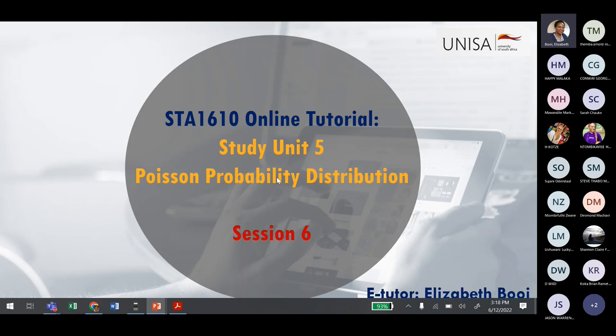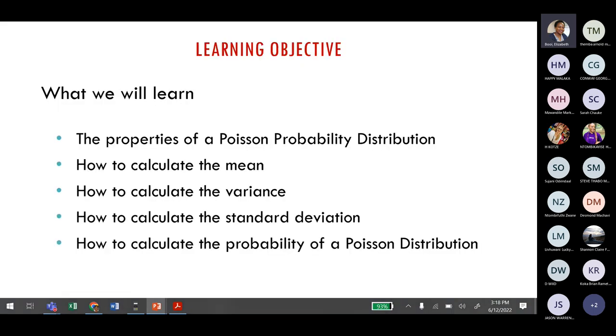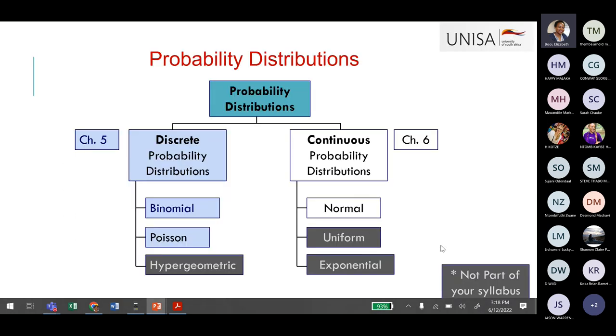In the absence of any questions, we can start with the Poisson. By the end of the session today, you should learn the properties of a Poisson probability distribution, to be able to calculate the mean, the variance, and the standard deviation of a Poisson, and to calculate the probability of a Poisson distribution. Like last time, Poisson is part of chapter 5 or study unit 5. It's part of the discrete probability distribution.